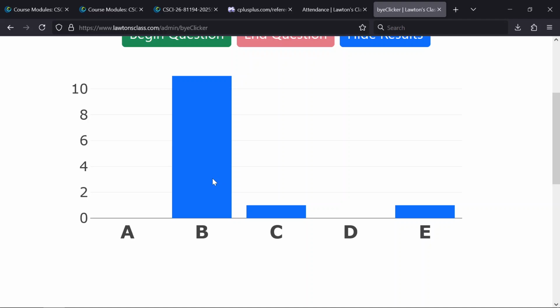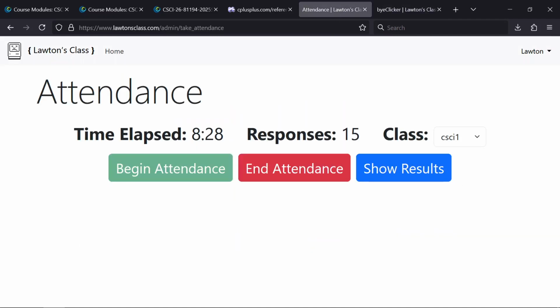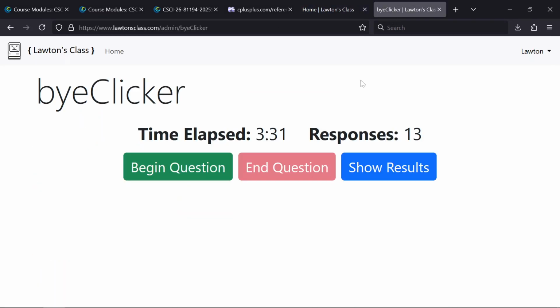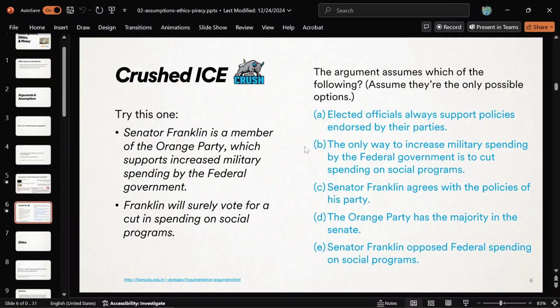Let me check the answer. I do believe that B is the correct answer. So those of you who chose that one, very, very nice. Good work. Well, let's talk about it. Would any group, any brave group, like to explain why they picked B over any others?